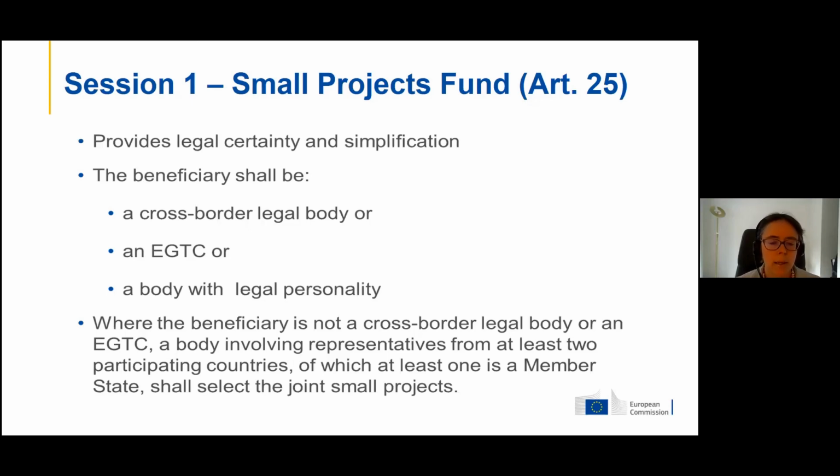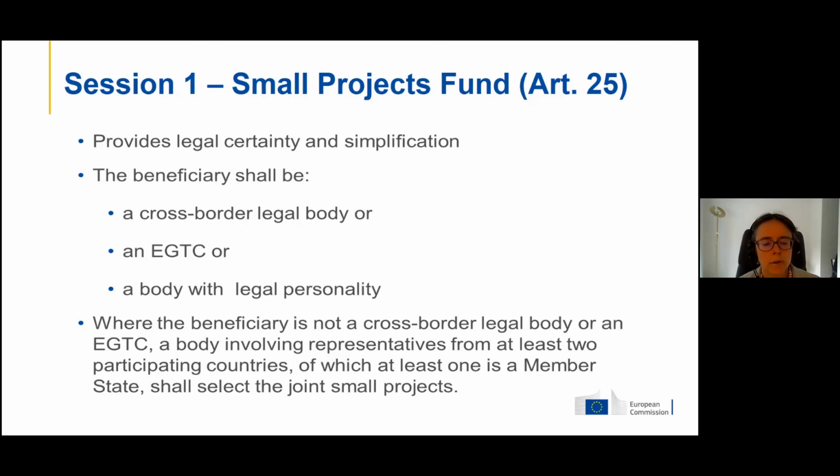which I will not go through because we have had a dedicated seminar on that recently. But I would like to mention one important point, because this has been a source of a lot of discussions, and the discussion is still going on. Many questions from programs on the interpretation of this article, and this is about the beneficiary of the small project fund. So there are three options provided by Article 25. A small project fund beneficiary can be either a cross-border legal body, or a European grouping for territorial cooperation, or a body with legal personality.